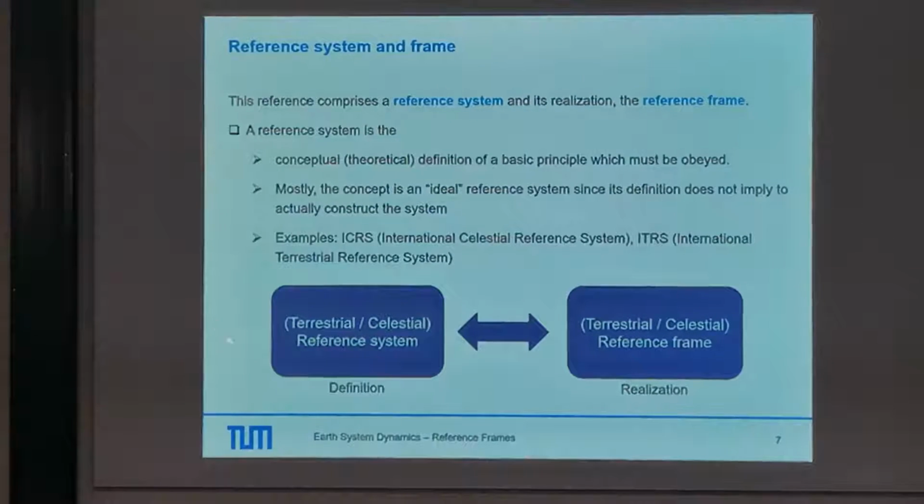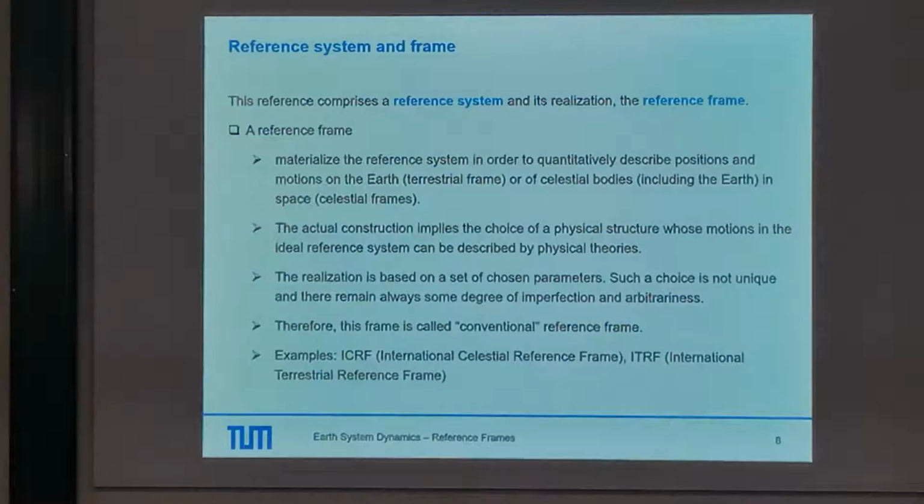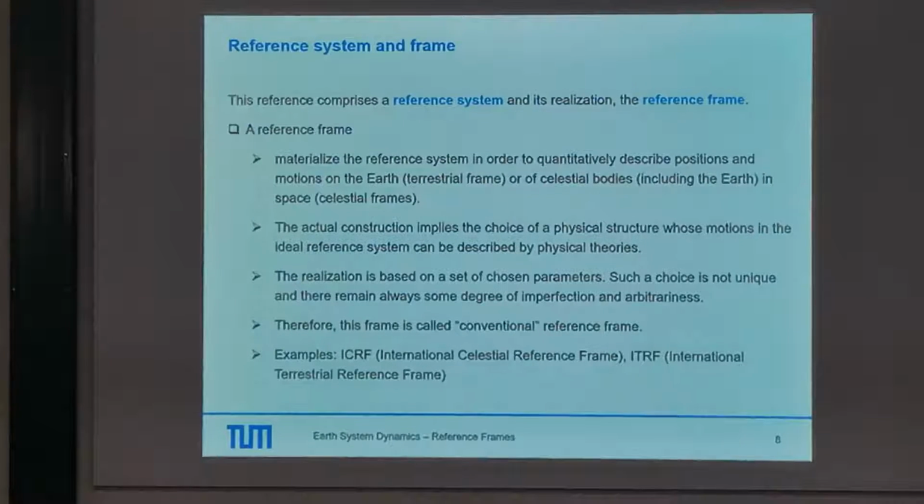On the left-hand side, we have the definition, and the realization of the definition is the so-called frame. That's why we have the terrestrial reference system and, vice versa, the realization, the reference frames. The reference frame materializes the reference system in order to quantitatively describe positions and motions on the Earth. So the system is the theoretical definition, whereas the frame really comprises the coordinates, the numerical values of the points or the celestial bodies.